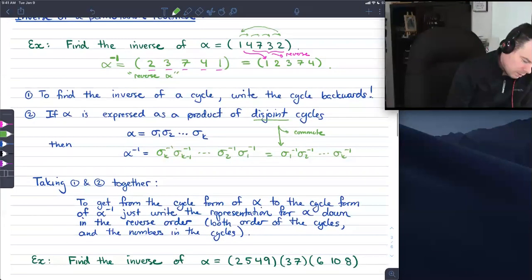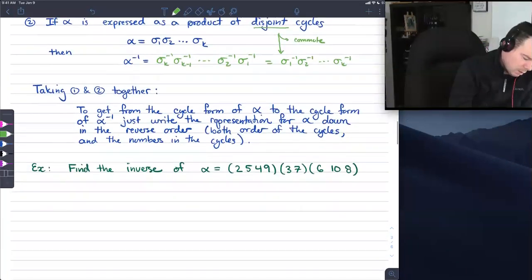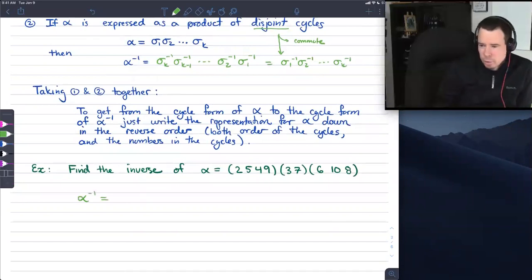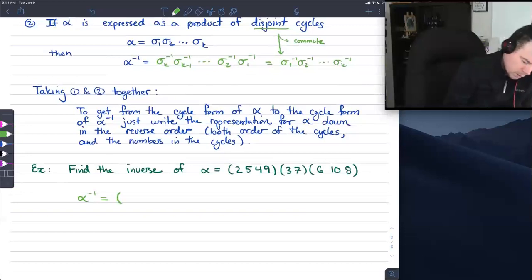So let's see how we can do this in practice. Let's find the inverse of alpha. So to find alpha inverse, that's the product of those 3 cycles. I can compute the inverse of them individually, but I can keep them in the same order because they are disjoint and they would commute with each other. It wouldn't matter which order I multiplied them in. So I go for the first one: the smallest number, I keep it in the first position, and I reverse the remaining numbers, 9, 4, 5.